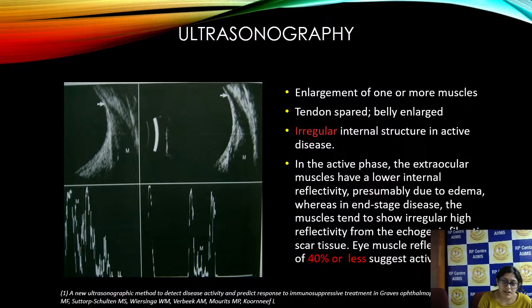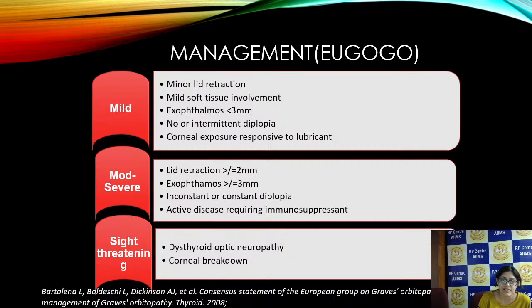On ultrasonography, we can see similar corollary findings as the CT scan and the MRI, and irregular internal structure is seen. The extraocular muscles have a lower internal reflectivity because of edema, and in the end stage, it shows a high reflectivity from the echogenic fibrotic scar. So if we have an eye muscle reflectivity of 40% or less, that will suggest an active thyroid eye disease.